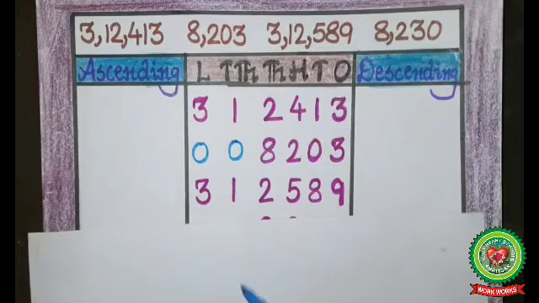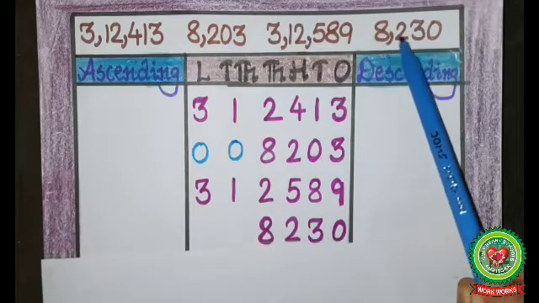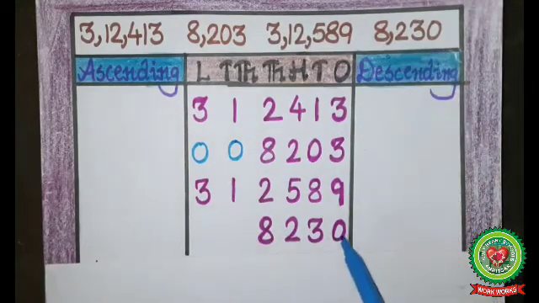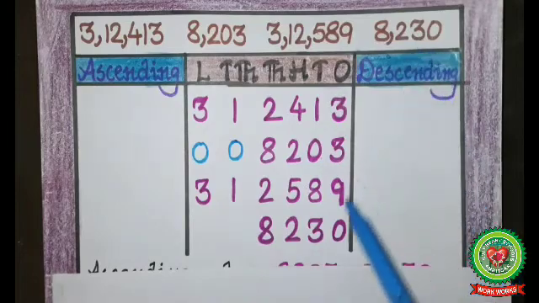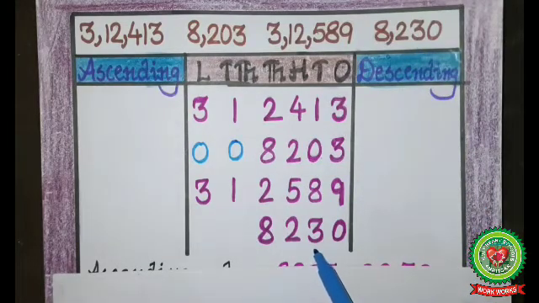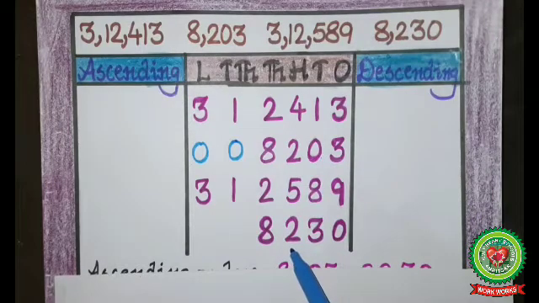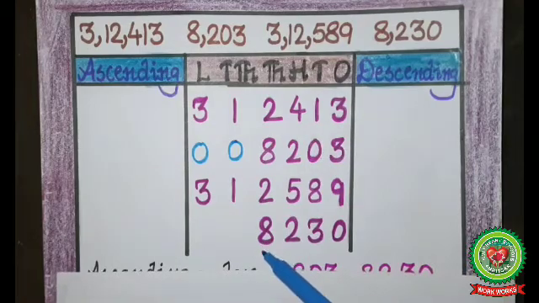Now, let's take the next number. The next number is 8,230. Now, let's arrange the number. 0 will come at ones place, 3 at tens place, 2 at hundreds place, and 8 at thousands place.